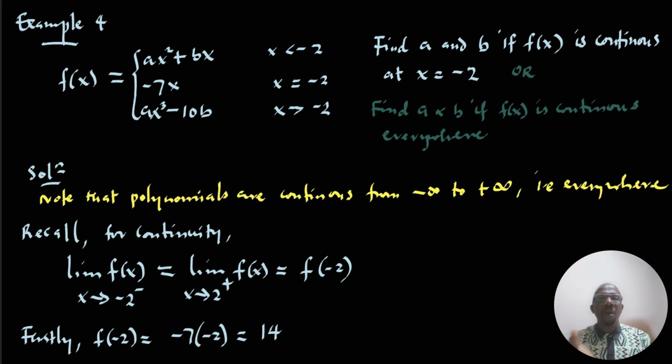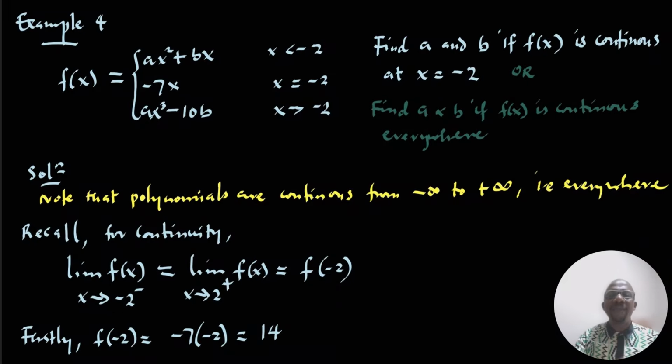Now, example 4. Look at this. Now, this is a very interesting example. For the previous examples, we have been asked to verify whether the function f of x is continuous or discontinuous. But in this example, we have been told that the function is continuous. We have to get the values of a and b that make the function continuous.